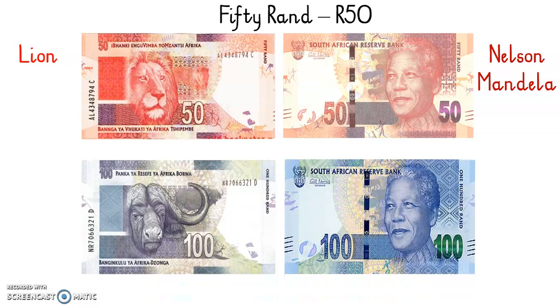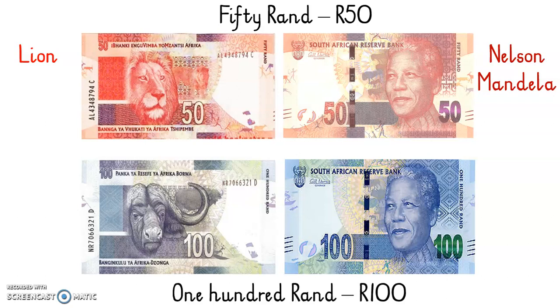The 100 rand note is blue, and I know we all want one of these. We write it as follows: 100 rand, if it is in the number name, and this number is 100 rand. The animal represented on the 100 rand note is the buffalo. The buffalo is also part of the big five, and it is a very big animal. And then we also have Nelson Mandela again.